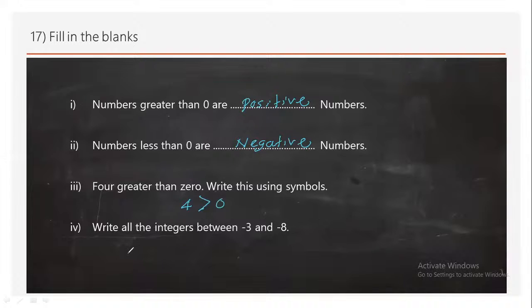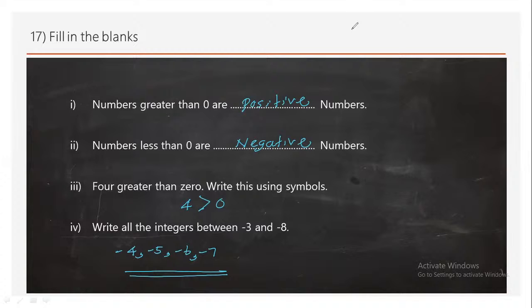Write all the integers between -3 and -8. So between -3 and -8, after -3 it is -4. Then -4, -5, -6, -7. We can't write -8. They are asking between -3 and -8. So these are the integers: -4, -5, -6, -7. If you haven't completed it, now you can complete it.